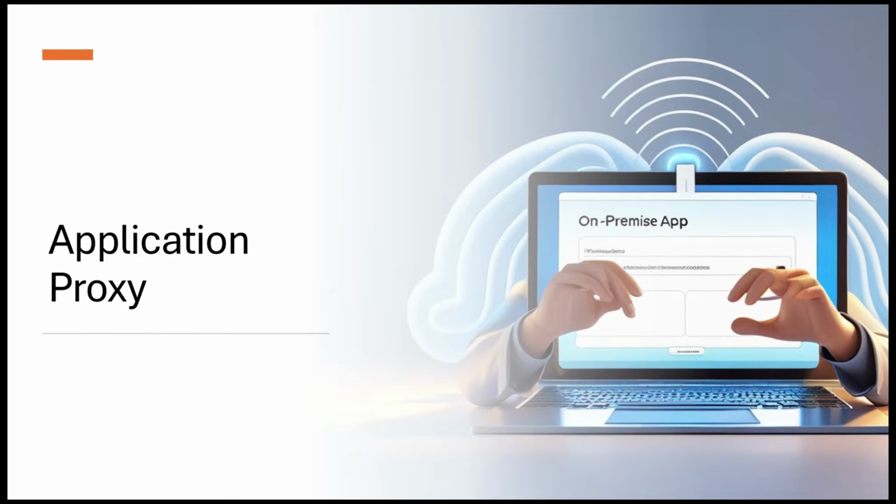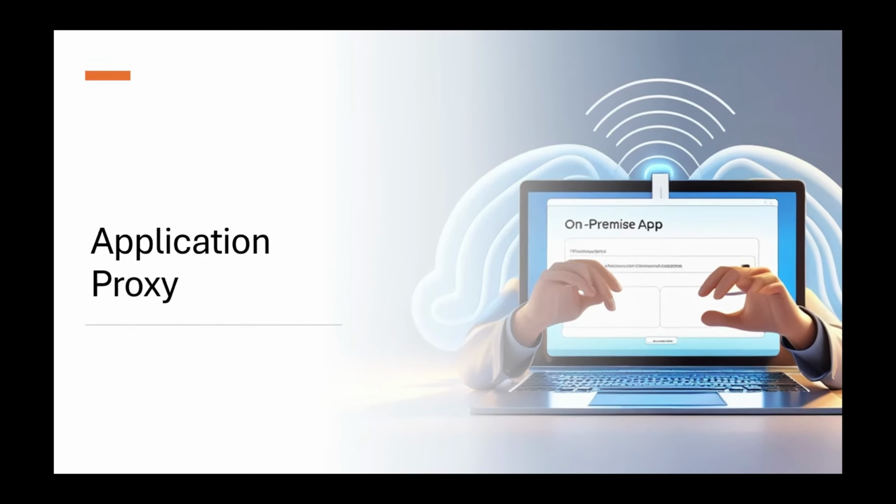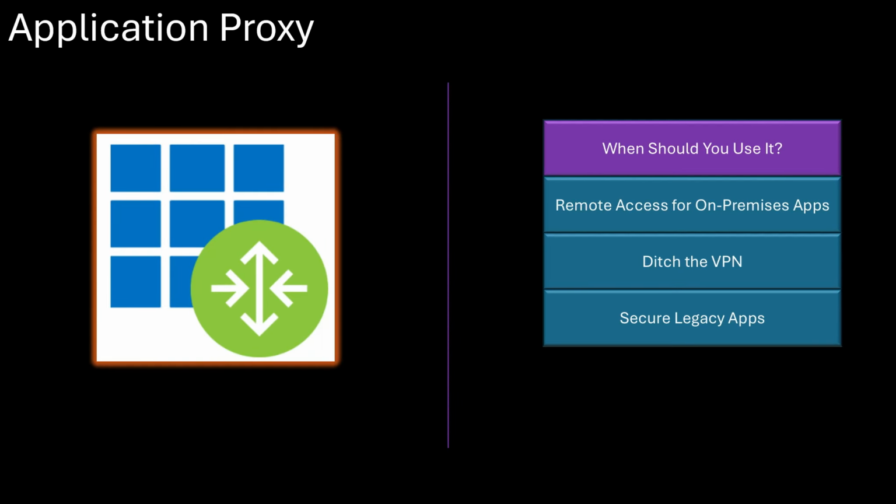It's perfect for organizations that are embracing the cloud but still have those stubborn legacy apps hanging around. When should you use Application Proxy? When your team needs to connect to internal applications while working remotely. When you want to ditch the VPN and access private legacy apps securely. And when your older apps don't support modern authentication but you still need to keep them accessible and secure.